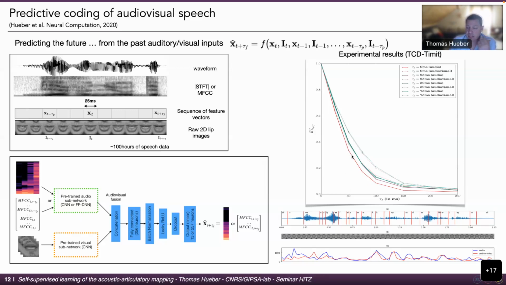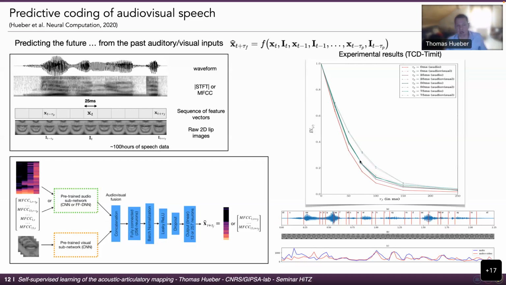When it comes to the role of articulatory movements, as you can see, we do have a benefit of relying on lip information when it comes to predicting the future of the speech signals, but it's small. It's less than 0.1 for the correlation. So this is the distance that we have here.